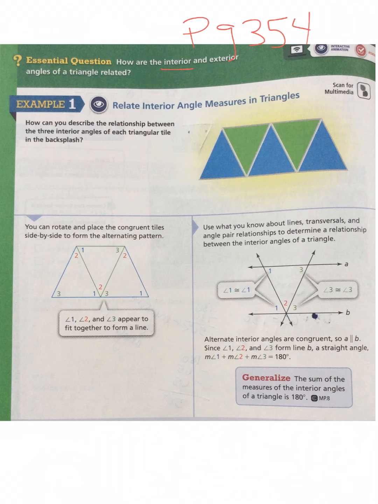Let's jump right in. We know what the word interior means. It means inside. We know what the word exterior means. That means outside. So we can conclude that the interior of a triangle is going to equal 180 degrees every single time.